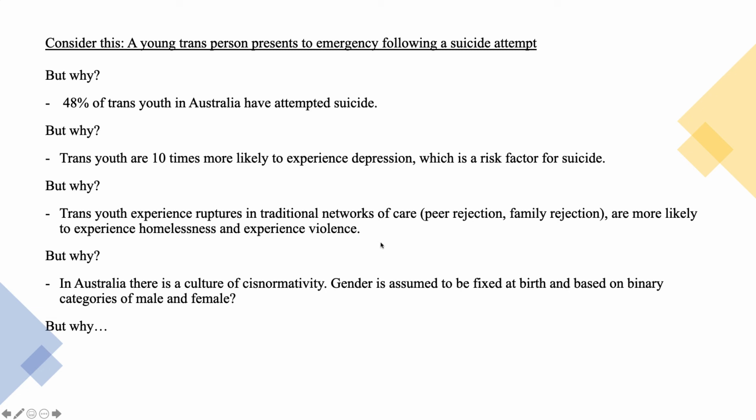Well, trans youth experience ruptures in traditional networks of care, so they're more likely to experience peer rejection, family rejection. They're more likely to experience homelessness or housing insecurity and experience violence. But why? Well, we can then look at a cultural norm. So in Australia, there is a culture of what we term cisnormativity. Your gender is presumed to be fixed at birth and based on very binary categories of male and female. Yeah, but why? So here we see that this process is continuous.